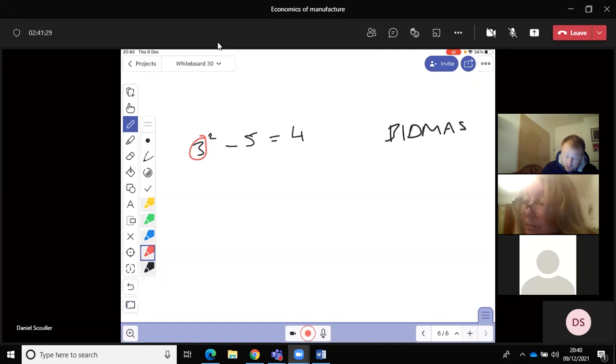We're going to do it by doing reverse BIDMAS. First thing we're looking for, can we move any add or subtract over? Yep, we can move this minus 5 over to that other side. That leaves us with 3 squared on the left hand side, 4 plus 5. So if we were to tidy that up, it would be 3 squared equals 9.